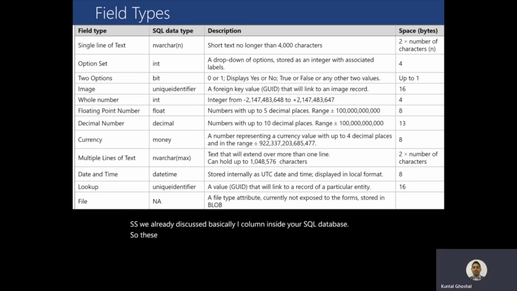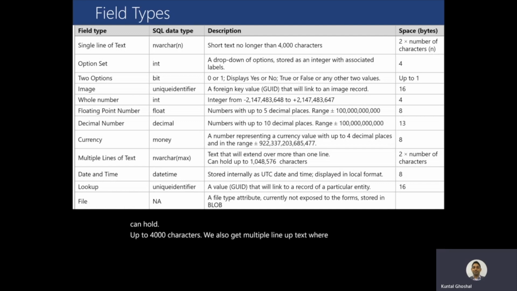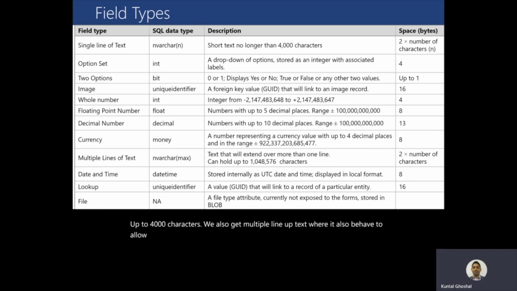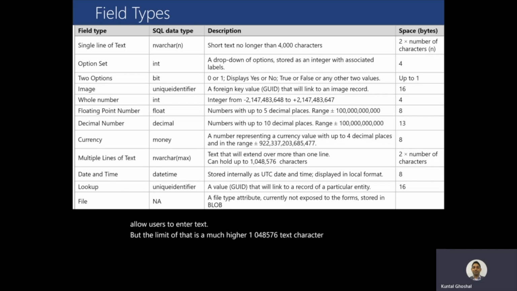So these are the different field types that are available with Dynamics, and we'll not go through each one of them. Just on a very high level, some of the field types are a single line of text, which can hold up to 4,000 characters. We also get multiple lines of text, where users can also enter text, but the limit is much higher, 1048576 text characters. That's the max limit.